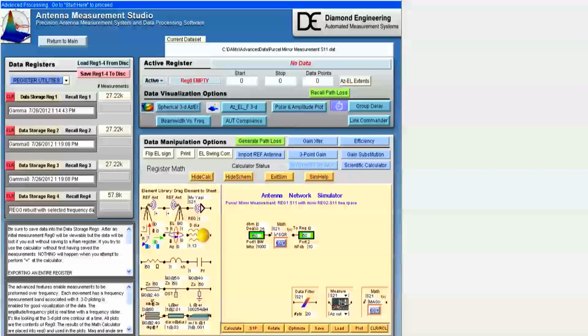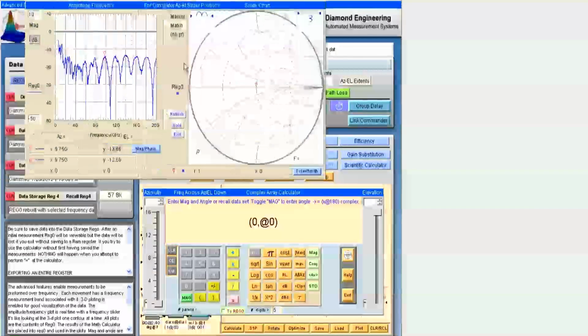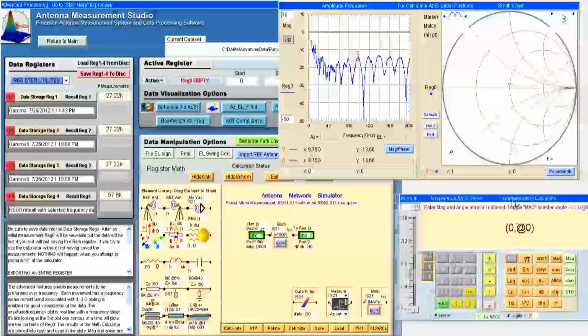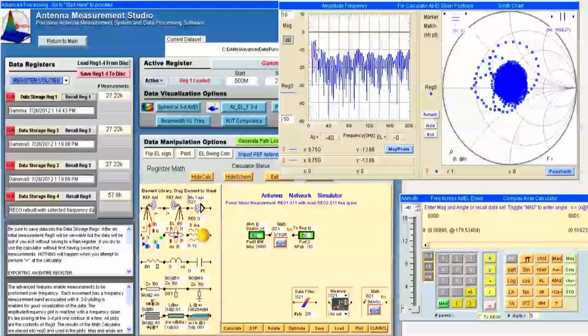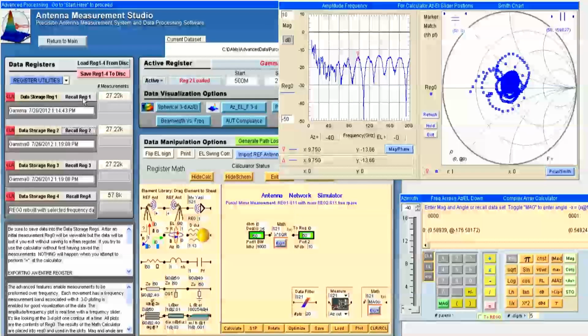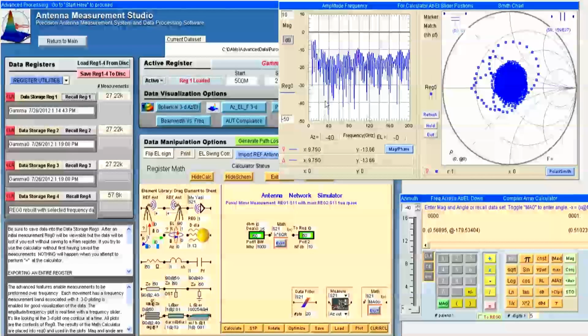We will now invoke the monitor plots, which allow us to observe the data. We recall the S11 data from Reg 1, and we can see the effect the mirror has compared to register 2, which is the free space measurement. The information regarding the gain of the horn is contained in the difference of these two measurements.